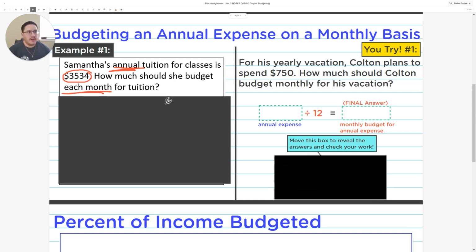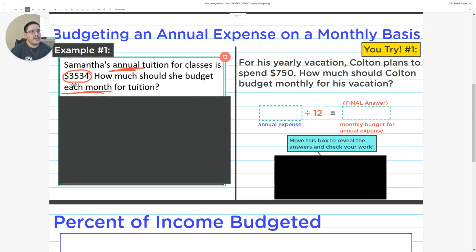More often than not, you will not be able to pay off a large sum of money immediately. And so you have to think throughout the year how much you have to save per month, per week, per pay period, paycheck, whatever, in order to pay that annual fee, tuition, membership, whatever that annual expense is going to be. So in this case, Samantha needs to figure out how much she needs to budget each month, meaning how much she needs to save each month to pay off that annual tuition fee.